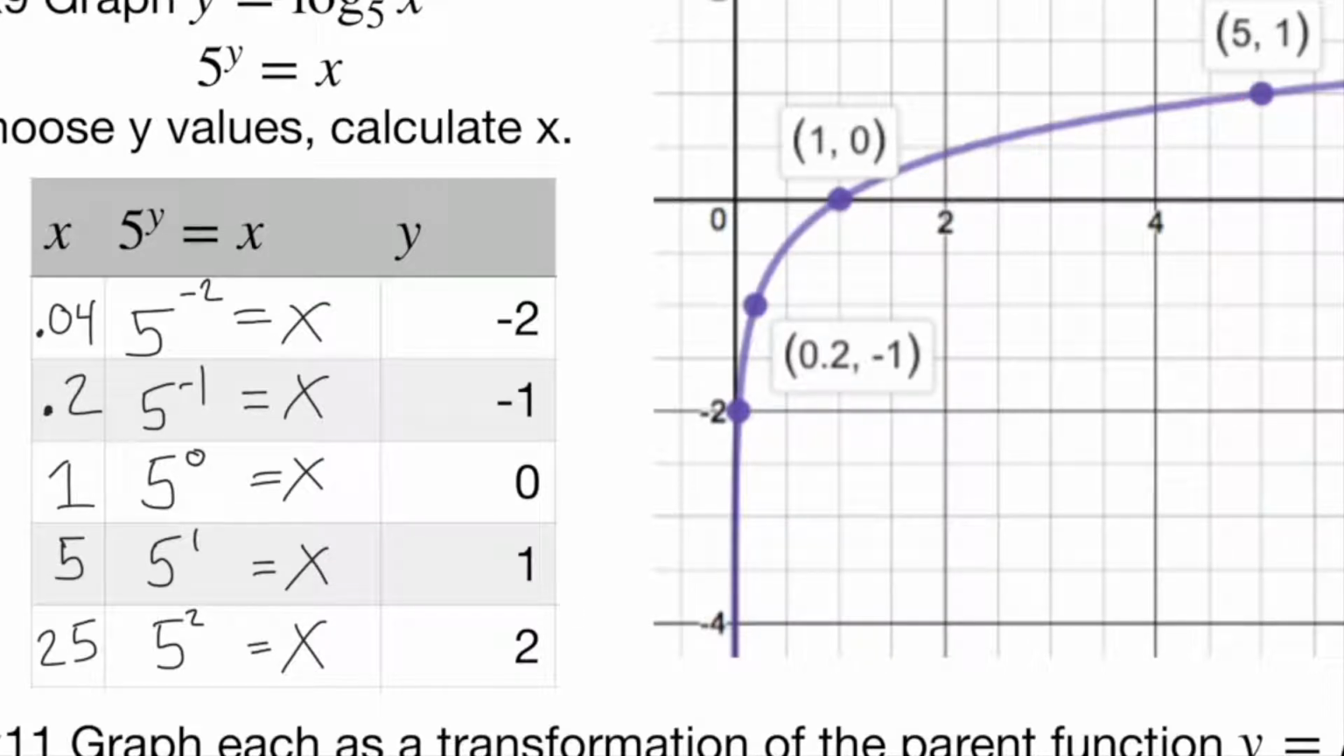Oh, you might ask, Bergman, how do we get these decimals? I'll tell you, 5 to the -1. Remember, negative exponents indicate fractions. So 5 to the -1 would be 1 over 5, and 1 over 5 is the same thing as 0.2. 1 over 25 would be the same thing as 0.04.